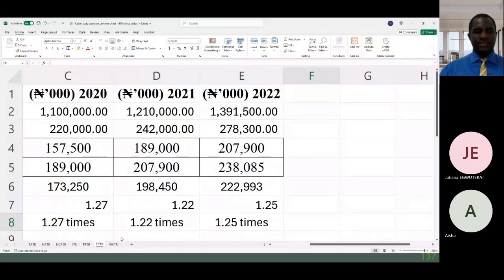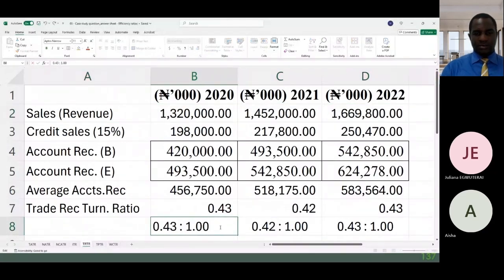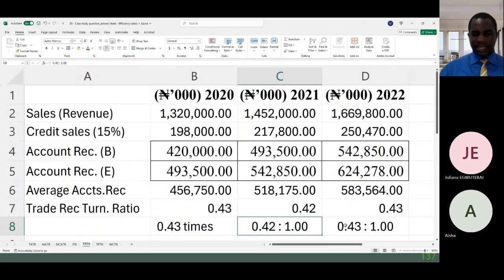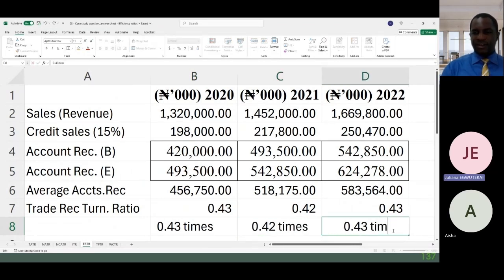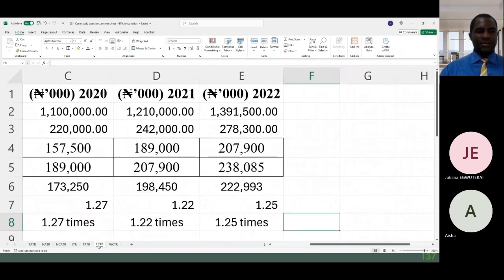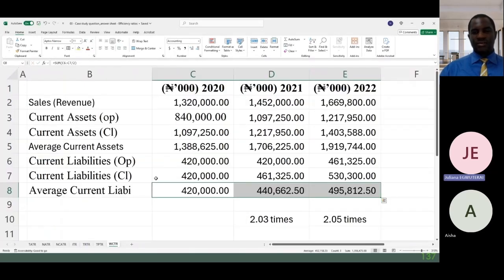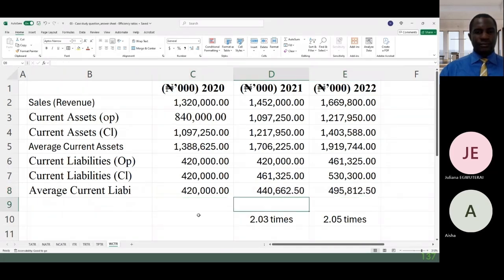Okay, so all these ones are times. Even this one, they are not in ratios, or they are times. Don't forget, this is times. That's trade payables. All of them, yes, they are all times. We're just looking at how much it is to the numerator and the denominator.